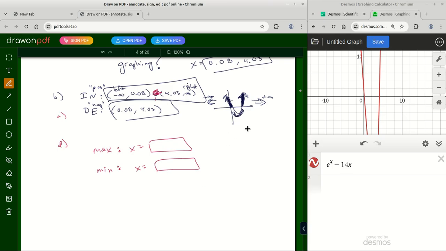And so looking here, again, this is increasing to decreasing. And then I'm going to go from decreasing to increasing. So this is going to be a max, and this is going to be a min. So then I'm just going to pop them in, and we're done. 0.8, and then the 4.03.